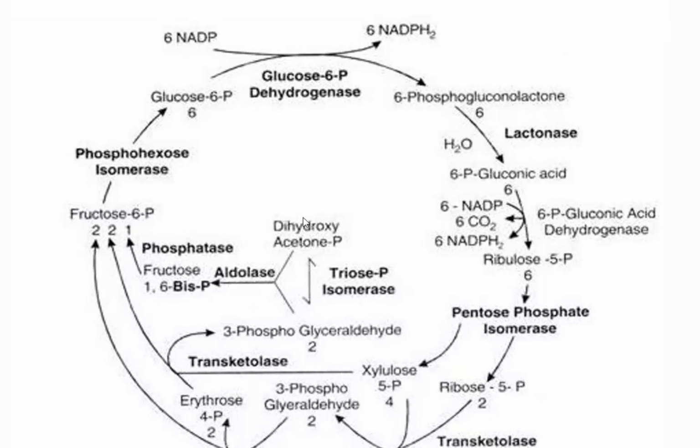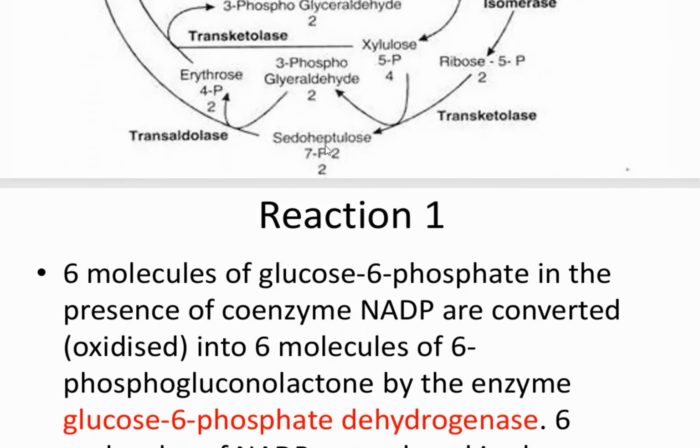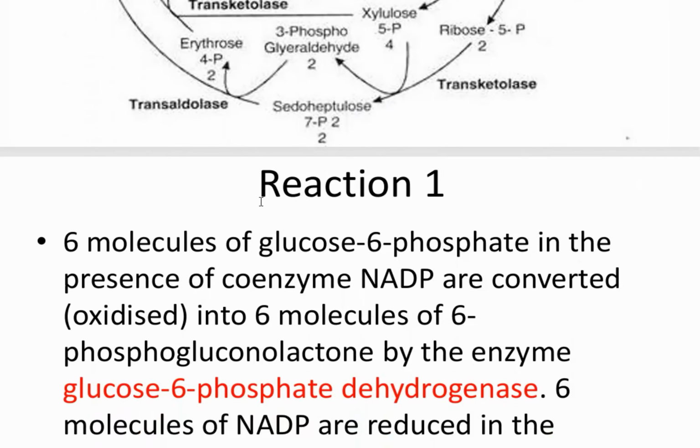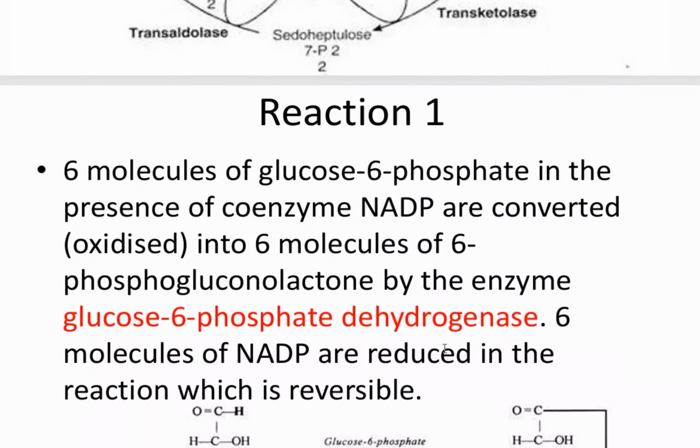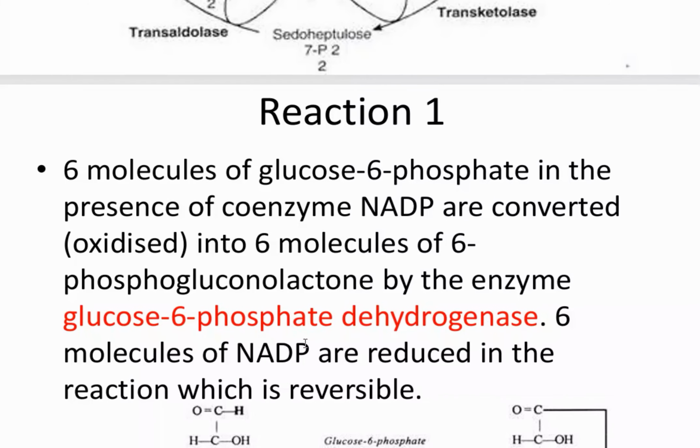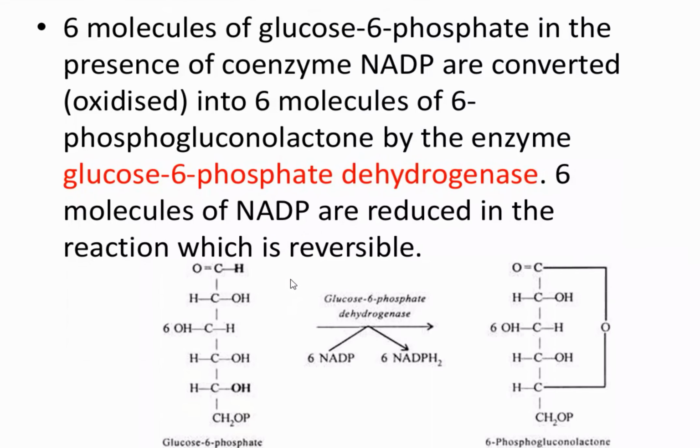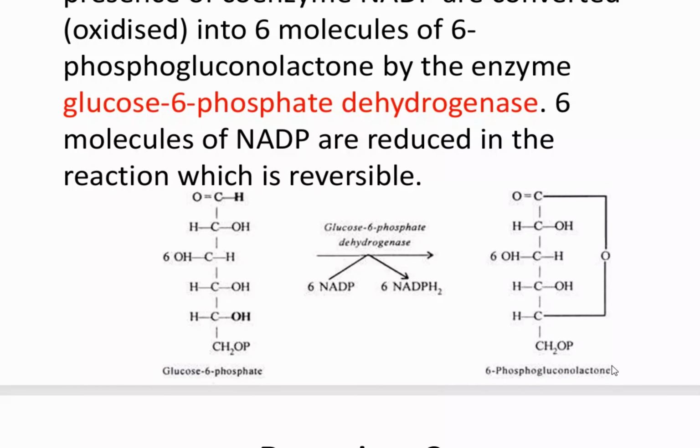Now, this is the diagram showing how glucose 6-phosphate is converted to pentose phosphate, and if you see that reaction sequence step by step. Number 1, first of all, 6 molecules of glucose 6-phosphate in presence of coenzyme NADP are oxidized into 6 molecules of 6-phosphogluconolactone by the enzyme glucose 6-phosphate dehydrogenase. 6 molecules of NADP are reduced in this reaction, which is reversible. So this is the glucose 6-phosphate molecule in presence of 6 NADP, and with the help of the enzyme glucose 6-phosphate dehydrogenase, it will form 6-phosphogluconolactone.